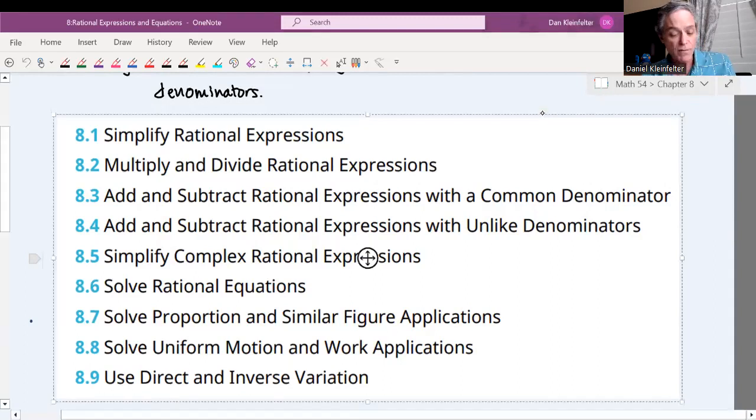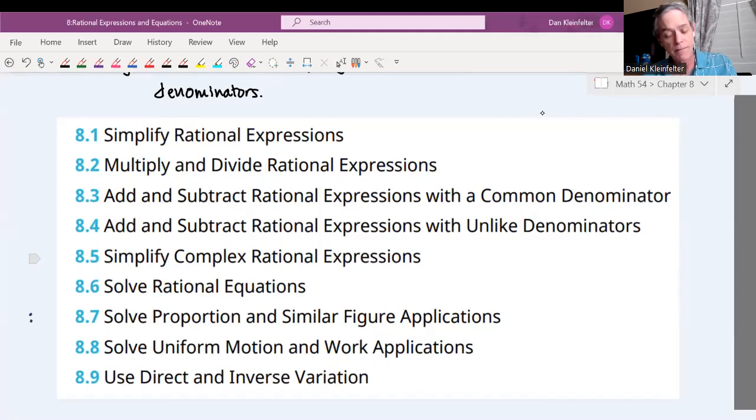Okay, once we've done that, we'll go on to section 8.5, which is about complex rational expressions. A complex rational expression is basically a fraction with a fraction inside of its numerator or denominator or both, as we'll see. And the main thing we do in that section is simplify these expressions. Section 8.6 is about solving rational equations.